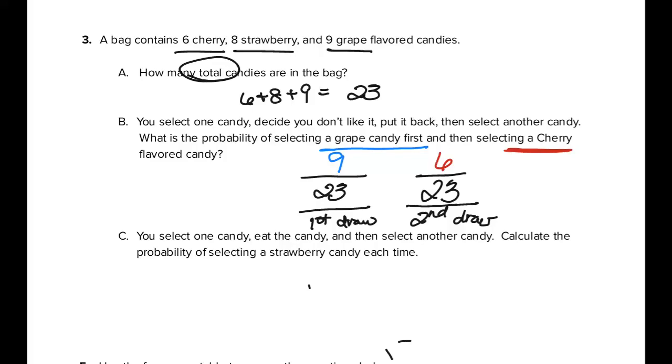And what do I do with these probabilities? Do I add them? Do I subtract, multiply, divide? What would I do there? No. If they have nothing to do with the other one, they are called independent. Anytime you have independent events, you multiply. You almost always multiply. So 9 times 6 is 54. And I need someone to calculate 23 times 23.